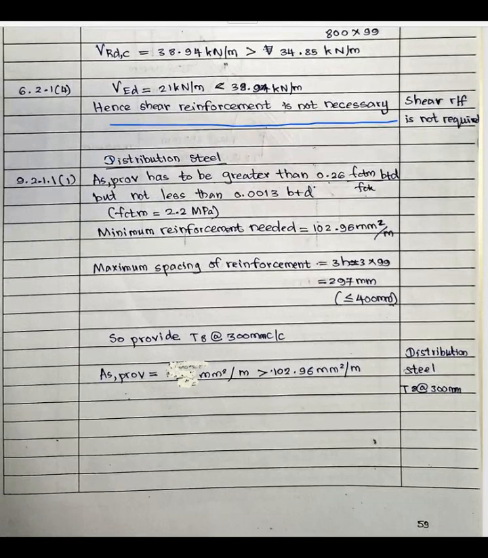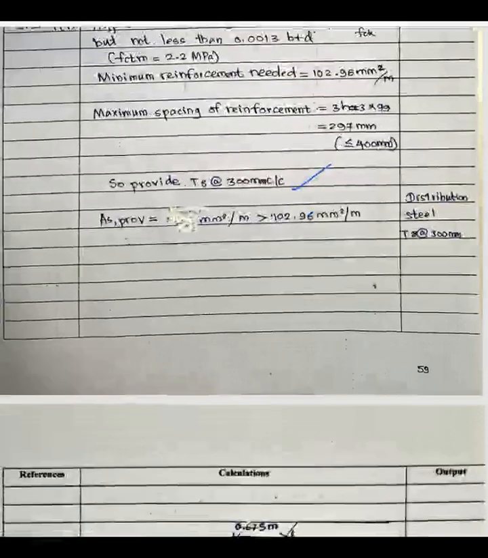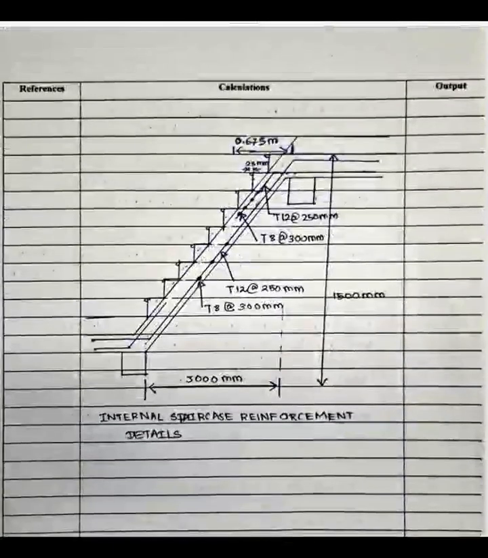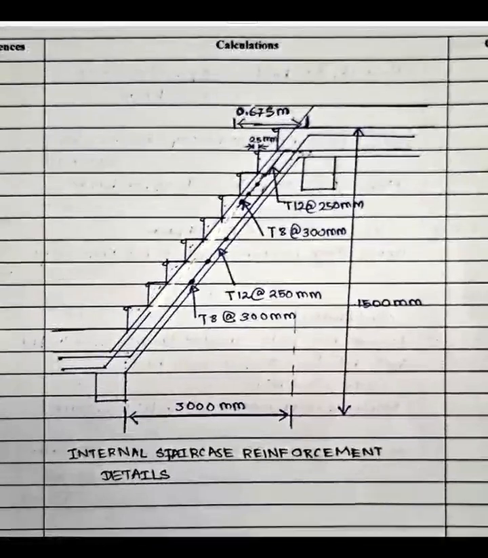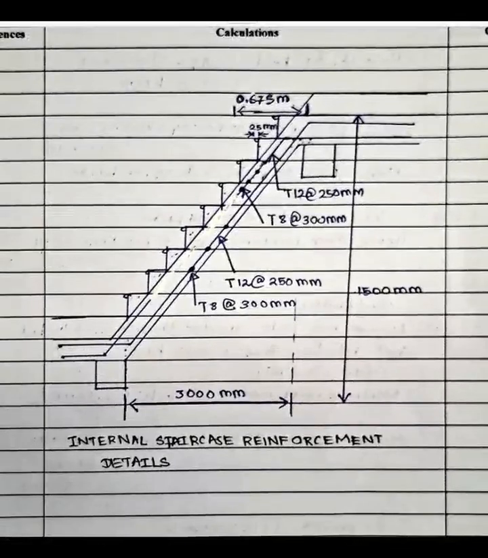For that, I assume T8, the thickness of the steel is 8 millimeter. So we provide the distribution bars at 300 millimeter. So we decided the main bars and the distribution bars in the staircase. You can see in this image the final design of the staircase. This is the ground floor plan. This is a typical diagram for all the internal staircases in our building.